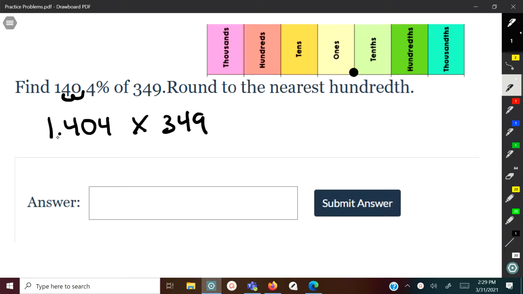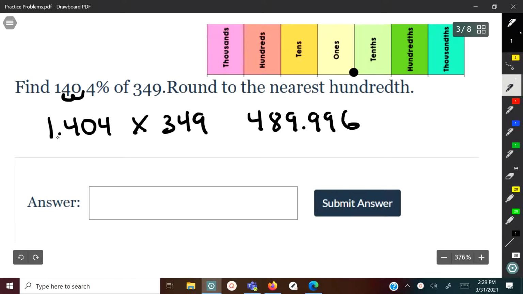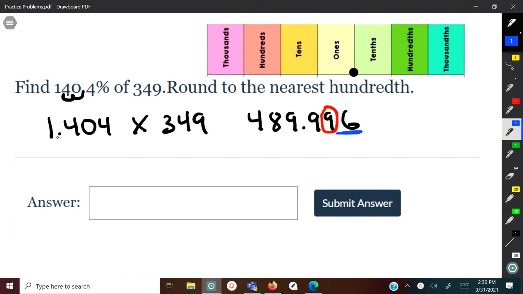This is a good one. So 349, and you end up with 489.996. We want to round to the nearest hundredth. Now, the nearest hundredth is right here. I'm going to change colors here, and we're going to look at this number here, this 6. This is 5 or higher, or 5 or more. I'm trying to keep the rhyme right.